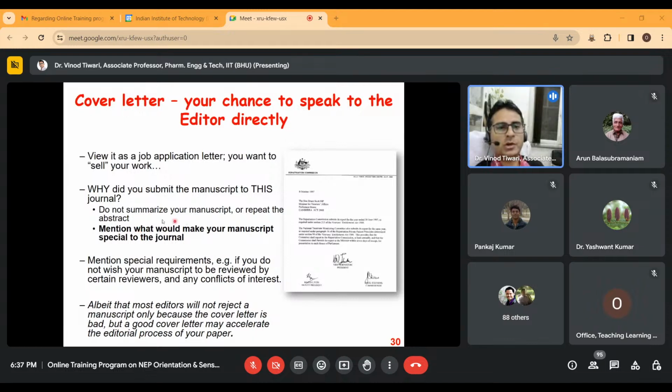Most importantly, you should not summarize your manuscript or repeat the abstract in the cover letter. You should only mention what would make the manuscript special to the journal. You can mention why it is more relevant to get published in your journal, so that the editor can take a call whether this work is suitable for their journal or not. Most editors will not reject, as I mentioned, because of a poor cover letter. But yes, it may definitely accelerate the editorial process for your paper if it is written in a good way.